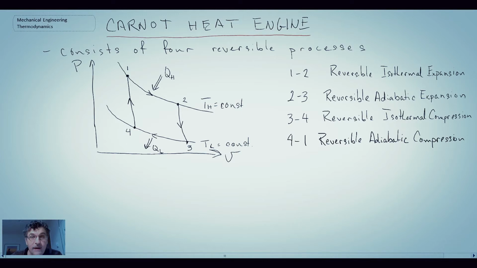And it is an idealization because in reality these processes would take a long time. You would have to have infinite areas for the heat transfer. Like we said, we have to have heat transfer over pretty much an infinitesimal temperature differential. So it is an idealization. However, what we can do, we can write out an expression for the efficiency, the thermal efficiency of this cycle. So let's take a look at that now.